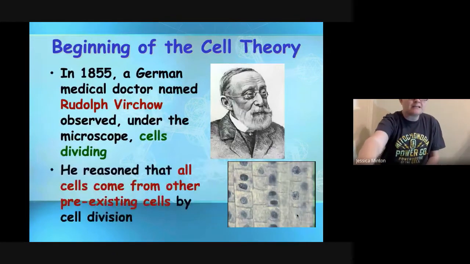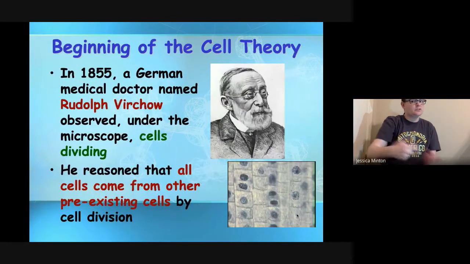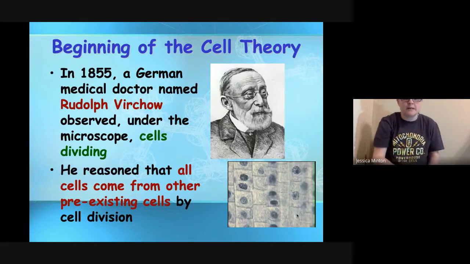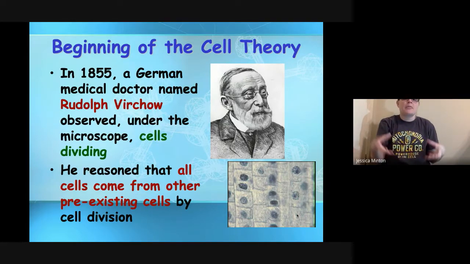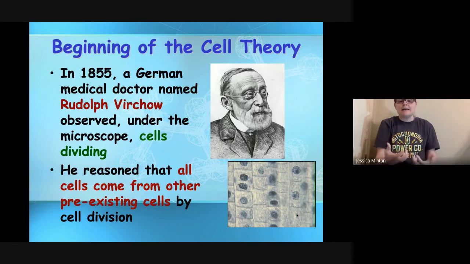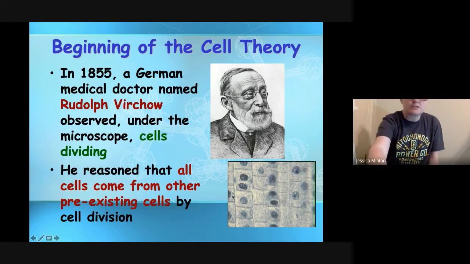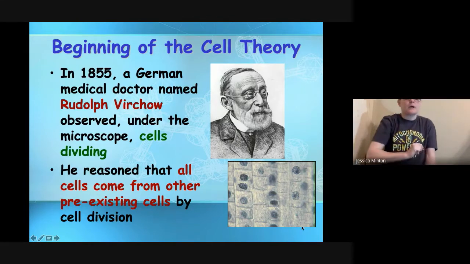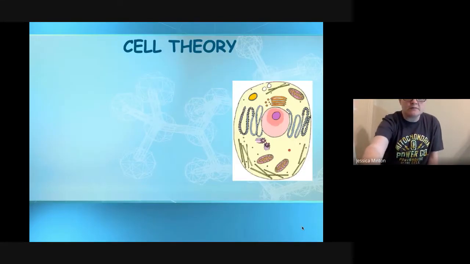So we jump, jumping way too far ahead on our timeline, to 1855, when you have the German medical doctor Rudolf Virchow, who, with a new type of microscope as they are getting new technologies, saw that cells divide. And so he put forth the theory that all cells have to come from pre-existing cells, hence cell division. So right here, we go forward and we're looking at those mitotic events.